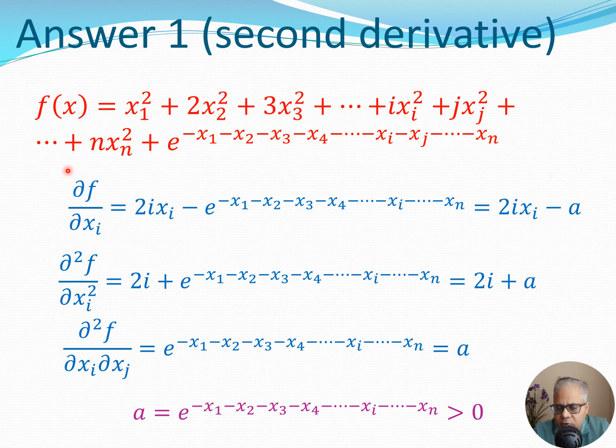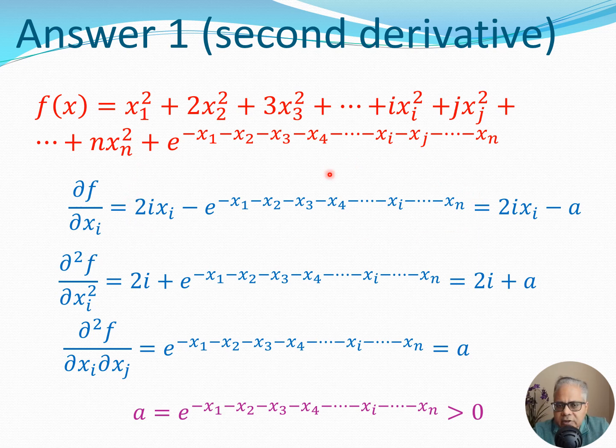So what I'm going to do is calculate the second derivative of this function. So let's take the derivative with respect to xi. When I take that, we get one term from this i xi square term, which is going to be 2i xi, and then the second term is going to be a negative e to the power minus x1 minus x2 all the way to minus xn. Now do remember that when you are taking partial derivatives, only that variable, for example xi, is considered a design variable here, the remaining variables, for example x1, x2 all the way to xj, xn, are being treated as constant in that differentiation.